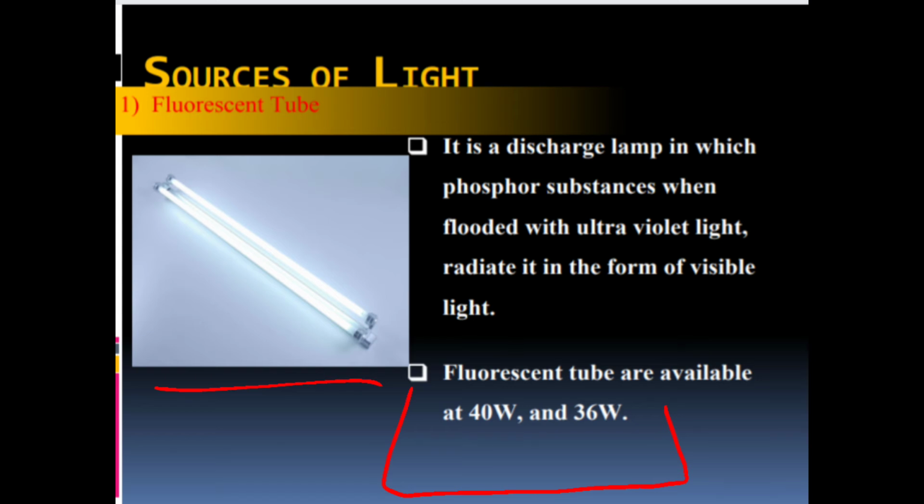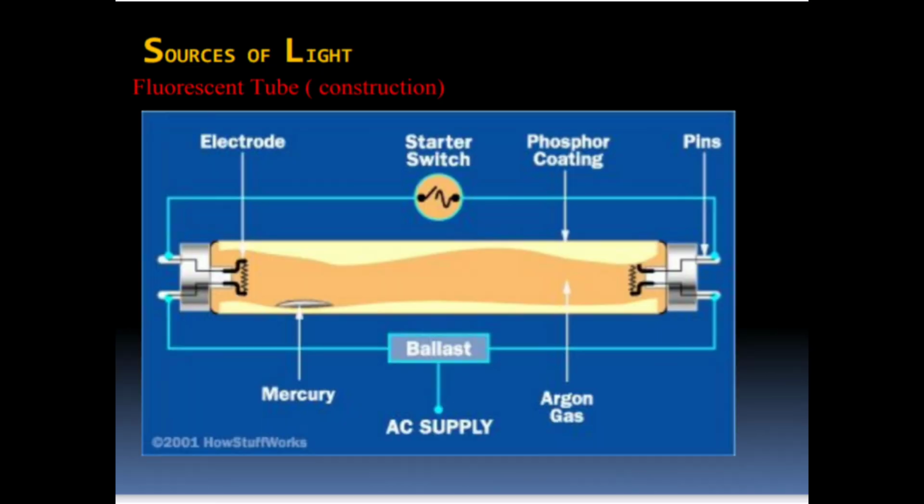Or the question is asked like, which lamp is it? Our answer is it is a discharge lamp. And which material is in this? The phosphorus substances. So this is about the fluorescent tube. Then here see the construction of fluorescent tube. This is also very important. Which gas is present in fluorescent tube? This question is asked in exams. Our answer is argon gas is present in fluorescent tube.